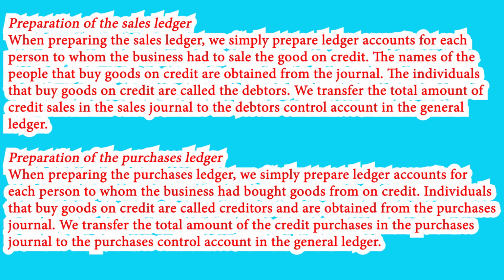Let us now look at preparation of the purchases ledger. When preparing the purchases ledger, we simply prepare ledger accounts for each person from whom the business bought goods on credit. Individuals that sell goods on credit are called creditors and are obtained from the purchases journal. We transfer the total amount of the credit purchases in the purchases journal to the creditors control account in the general ledger. So this is all that we're going to look at today.